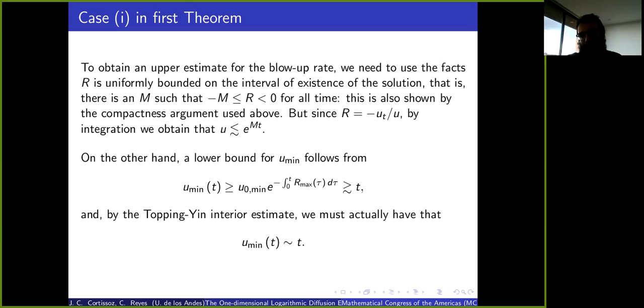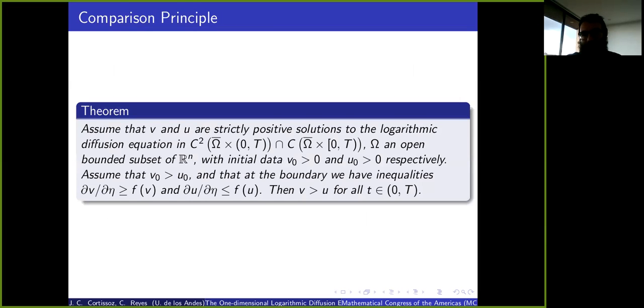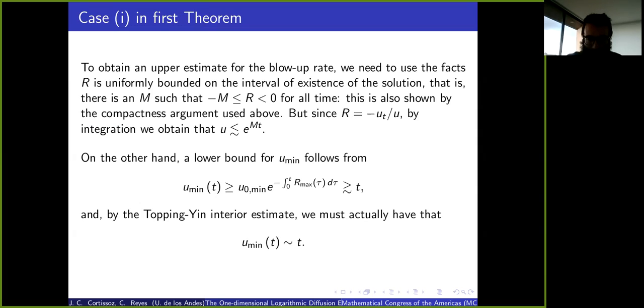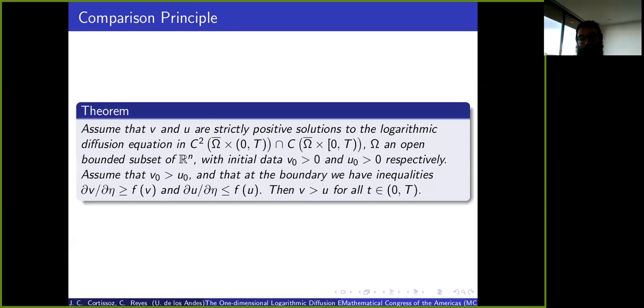Okay, so that's part one, case one. And next, I want to show you what's left, which is how you can use the theorems proved for exponent 3/2 to extend them to other exponents.